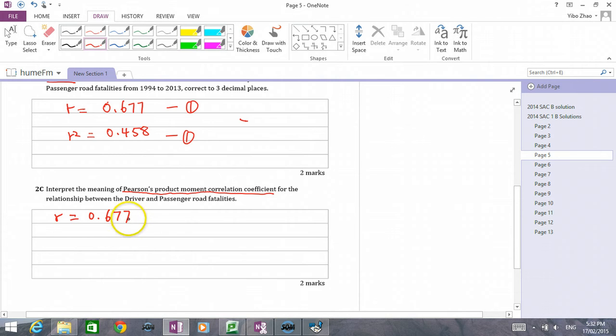The meaning of this: remember the R value. First thing, the R value is positive. So I would write down R is greater than 0, is positive. So this tells me we have a positive linear relationship.